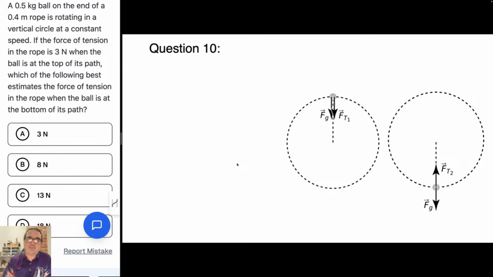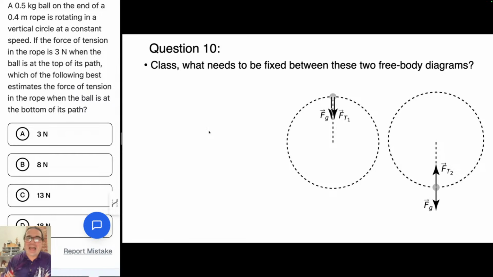Now, I do want to talk about these free body diagrams for a moment. So class, what needs to be fixed between these two free body diagrams? So something needs to be fixed between the two free body diagrams. So My Little Pony, no, where'd you go? All right, I lost it.